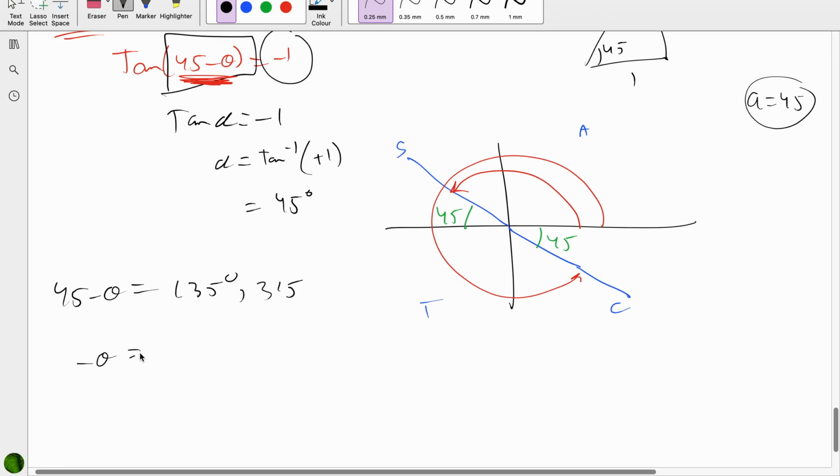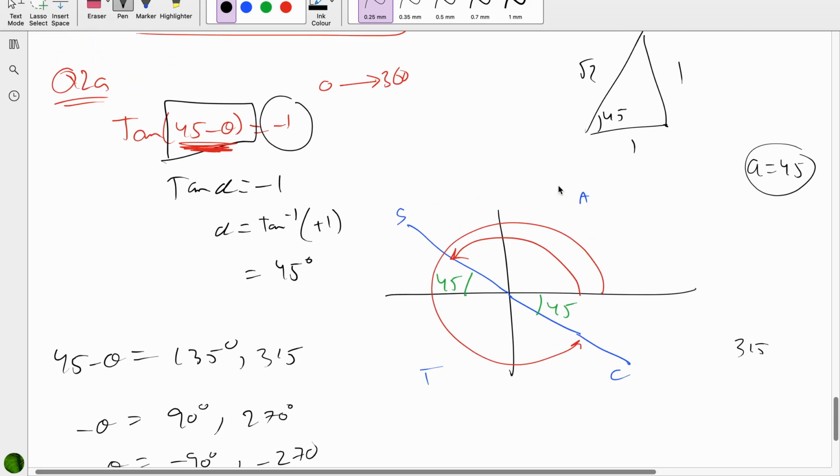So minus theta, take 45 to the other side, becomes 135 minus 45, which is 90 degrees, and 315 minus 45 is 270, and then you take the negative sign, so minus this and minus this.